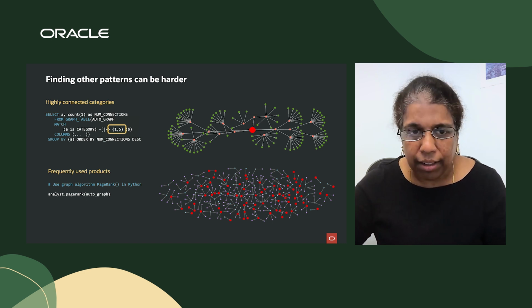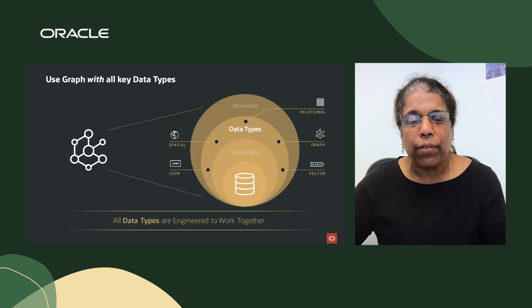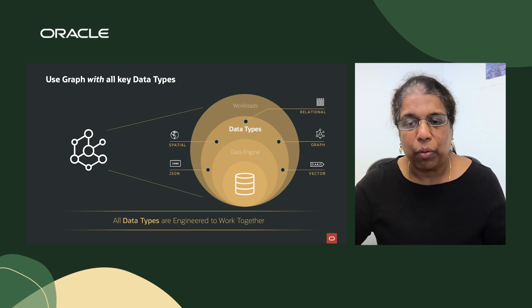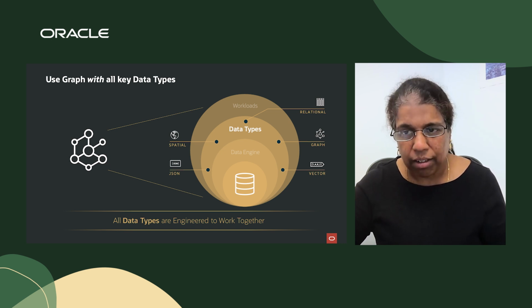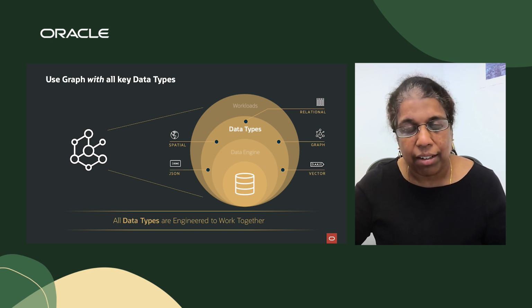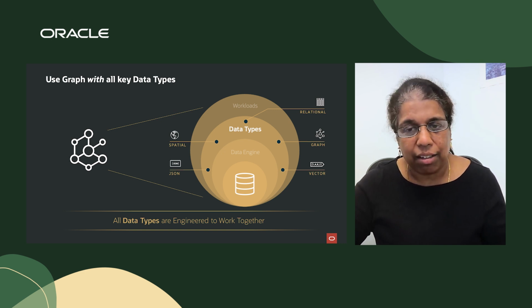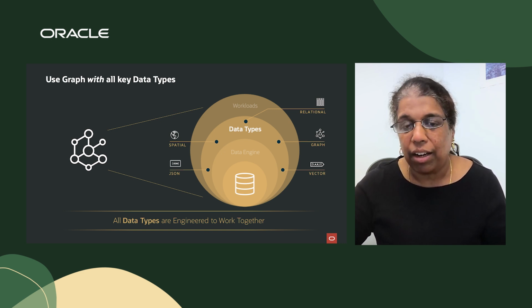The best part is, graph can be used with all the other features in Oracle's converged database. You can write graph queries that work with spatial, with JSON, with vector, and of course with relational data. Oracle Database 23 AI natively supports all these different data types. So when you want to use graph queries with all these other data types, that can all be done in one SQL query, for instance.